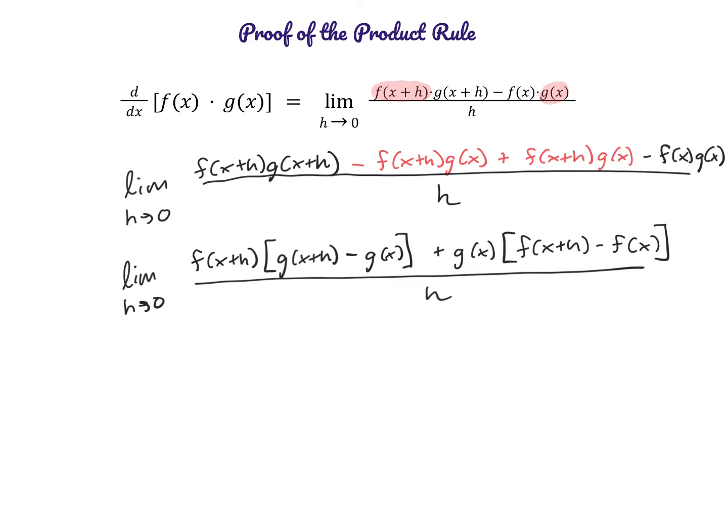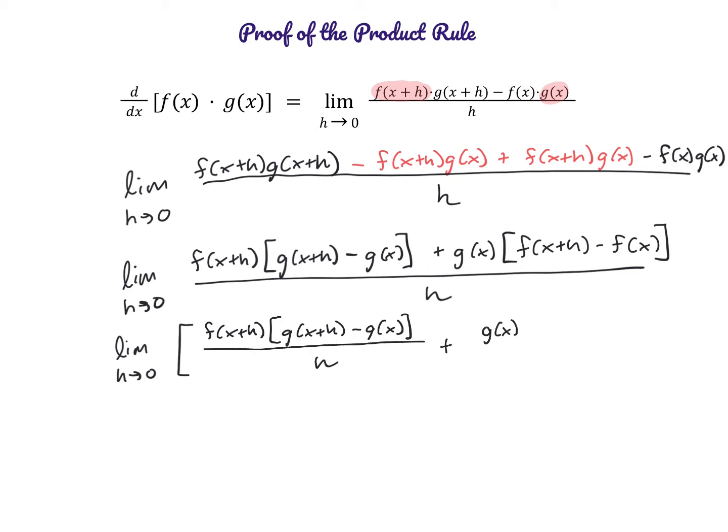So at this point, maybe you're noticing something kind of familiar in our numerator, but just to make it a little bit more clear, I'm going to rewrite this. I'm going to separate this into two separate fractions. So f of x plus h times g of x plus h minus g of x, all over h, plus g of x times f of x plus h minus f of x, all over h.